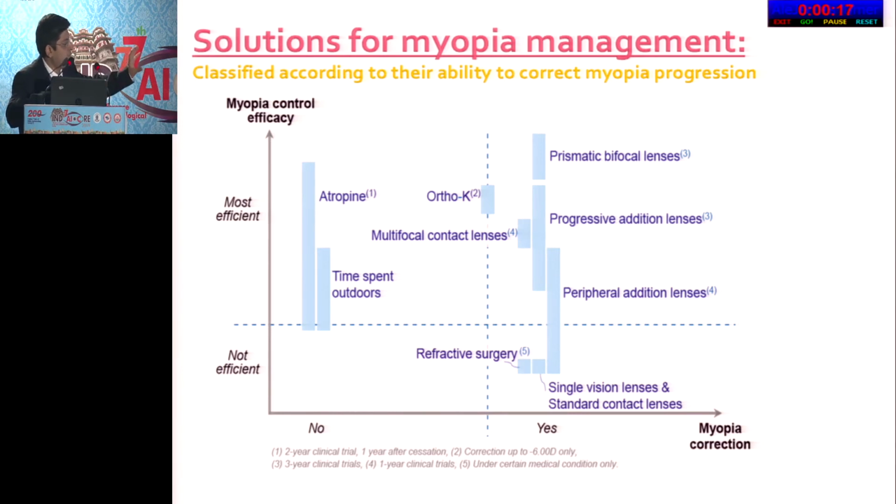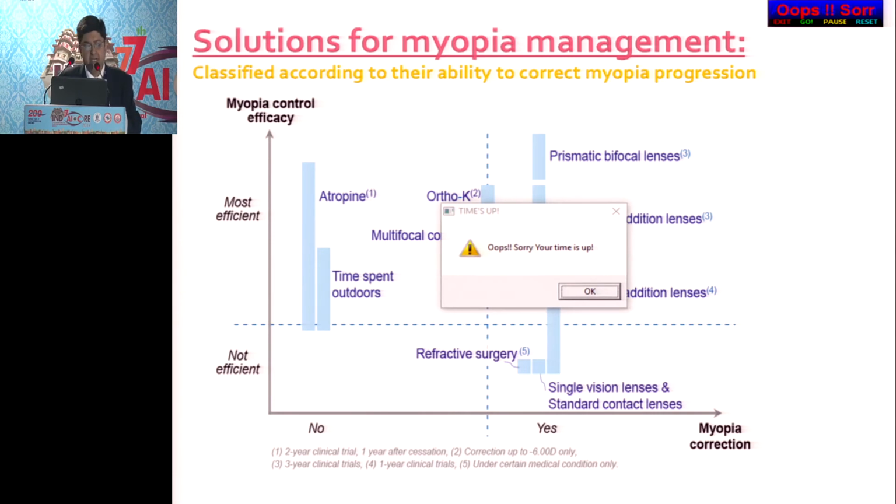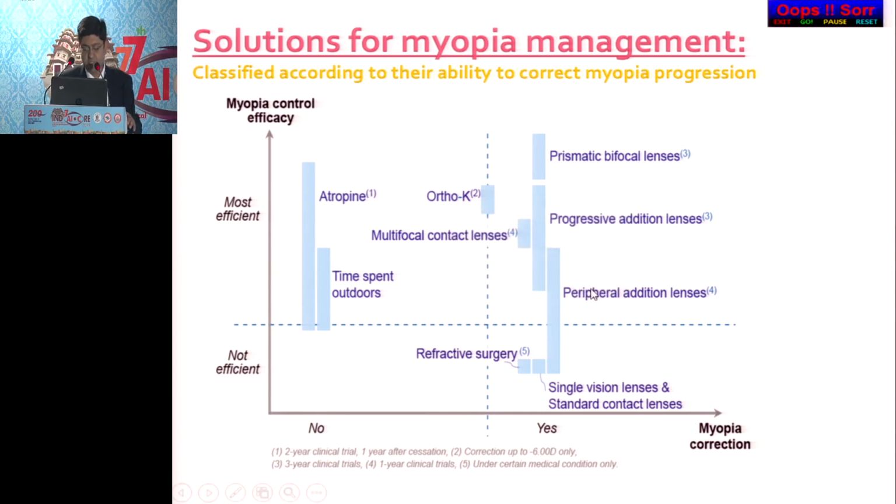So most effective currently is atropine, orthokeratology while you're doing it, prismatic bifocal lenses, and progressive additional lenses. So these are currently known to be very beneficial. Time spent outdoors is still under study, but adequate evidence has been piled up that outdoor activity is definitely protective, and this has now been substantiated by a lot of cross-sectional studies. There are 2 or 3 interventional studies where outdoor activity is being tested, including one which we are doing in Delhi, but of course an absolute impact per hour of study is yet to be established.